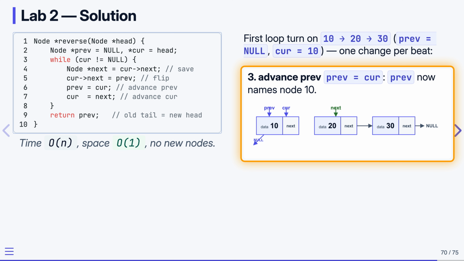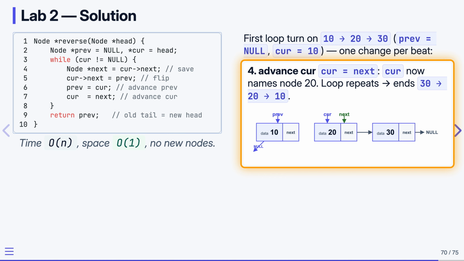Change 3, advance prev. We run prev becomes cur, so prev now names node 10. Change 4, advance cur. We run cur becomes next, so cur now names node 20. The loop repeats the same 4 changes for 20 and 30. When it finishes, the list is 30, 20, 10. Time is big O of n, space is big O of 1, and no new nodes.